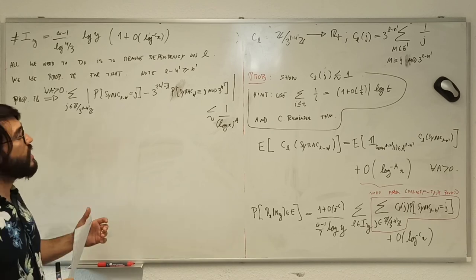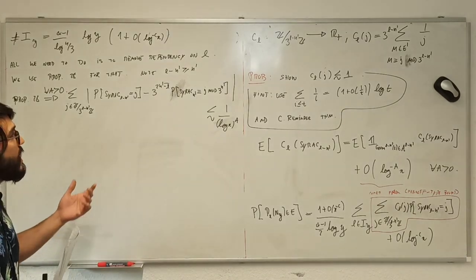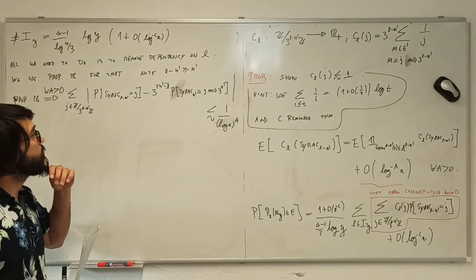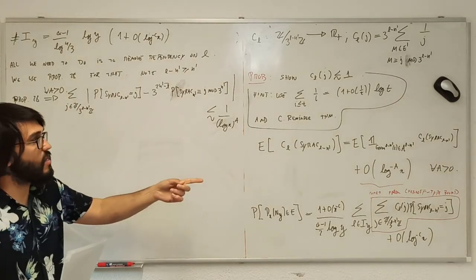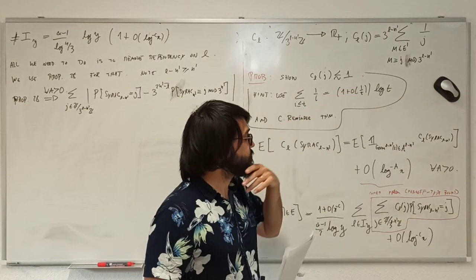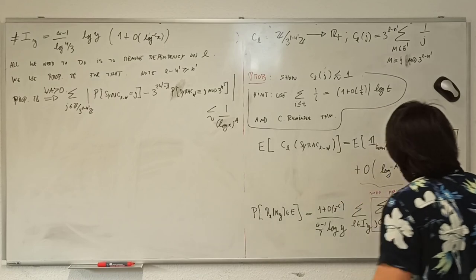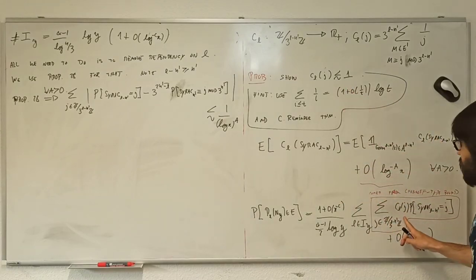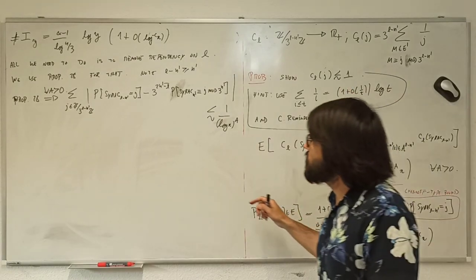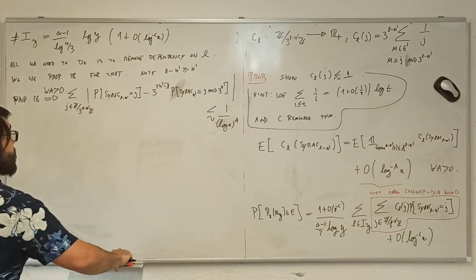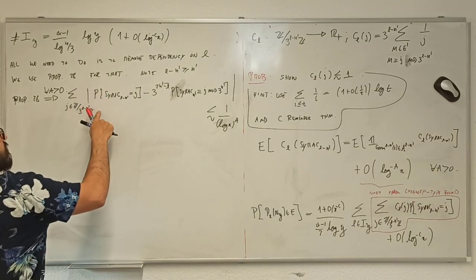So now note what happens: C_L is like 1 over something, it's O of 1. Yeah, this is what it's saying, C_L is O of 1. So if I do this sum here, let me use the magic board. So this is what we have.